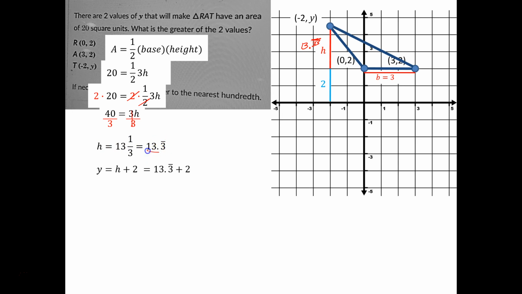And the height of the triangle was 13.3 repeating. So if you add 2, you get 15.3 repeating, that's 15.33333 forever. But if we're only rounding to 2 decimal places, I like to draw a line after 2 decimal places. Then I look at this digit, and that tells me if this digit is going to stay at 3 or go up to 4. And since this digit is less than 5, I'm going to stay at 15.33. And that is the greater of the two y values that would give this triangle an area of 20.